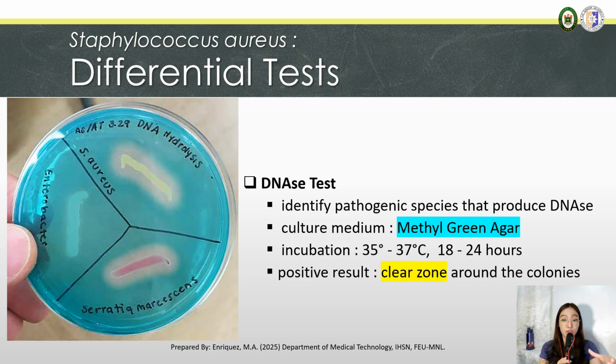The culture media that we're using is the methyl green agar. The methyl green agar contains the methyl green dye, which is complexed or bound to DNA molecules. If the organism produces DNase, sisirain niya yung structure ng DNA at wala na pong kakapitan yung methyl green dye. So we won't be able to observe them anymore. Kaya may complete clearing. No? So again, a positive result in the DNase test is a clear zone.